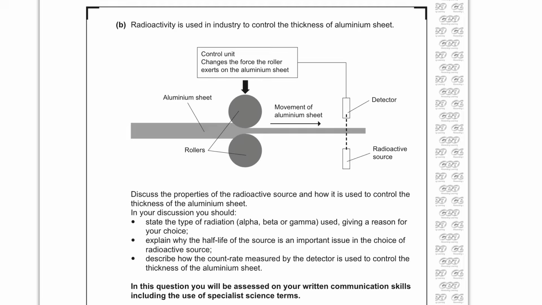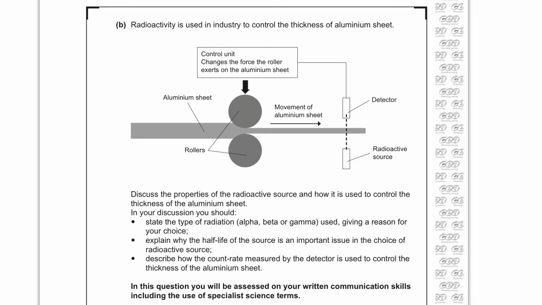Discuss the properties of the radioactive source and how it is used to control the thickness of the aluminium. So this is done in three parts. It said in your discussion you should state the type of radiation, alpha, beta or gamma, used, giving a reason for your choice, and then explain why the half-life of the source is an important issue within the choice of the radioactive source, and then describe how the count rate measured by the detector is used to control the thickness of the aluminium sheet.